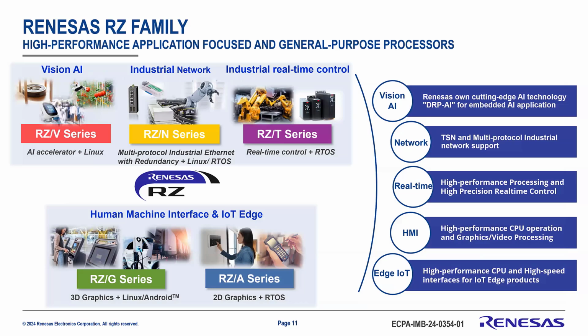We have the RZ/N and RZ/T focused on industrial networking and real-time control, so a lot of motor control and applications like that. Going down to the bottom left, we have RZ/G, which is our general purpose and graphics focused, supporting Linux and Android operating systems. And finally, we have the RZ/A, which is an RTOS-based microprocessor. So that supports only 2D graphics.